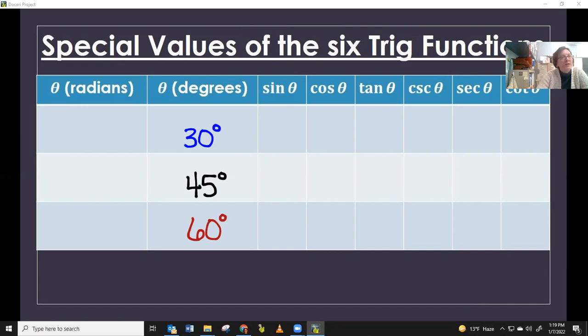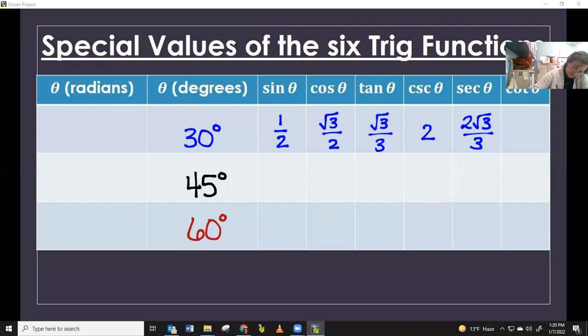I'm going to go ahead and fill in the sine, cosine, tangent, cosecant, secant, and cotangent values for 30, 45, and 60. And then we're going to do our radian measures. So sine of 30 is 1/2. Cosine is square root of 3 over 2. Tangent is root 3 over 3. Cosecant is 2. Secant is 2 square root of 3 over 3. And cotangent is square root of 3.